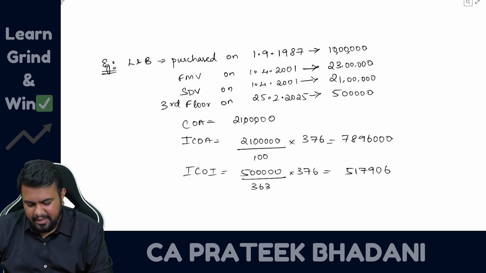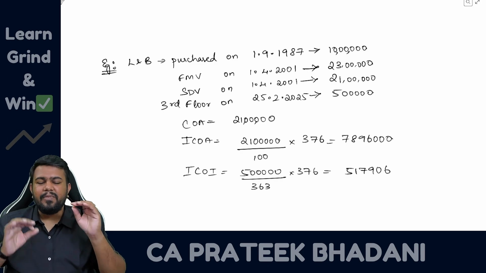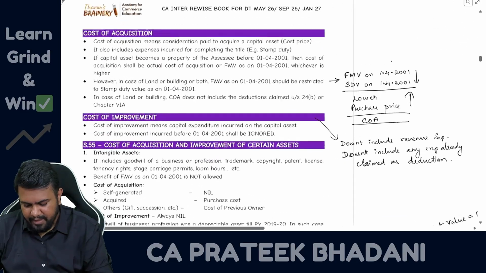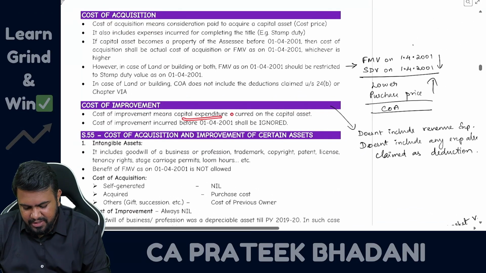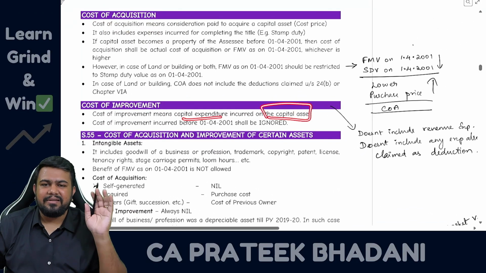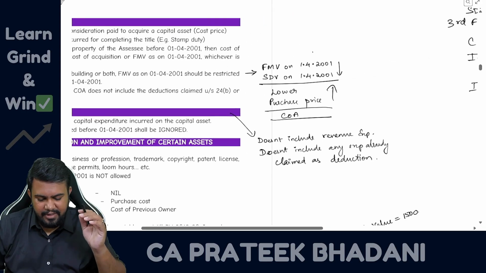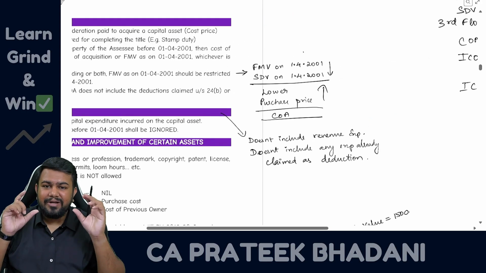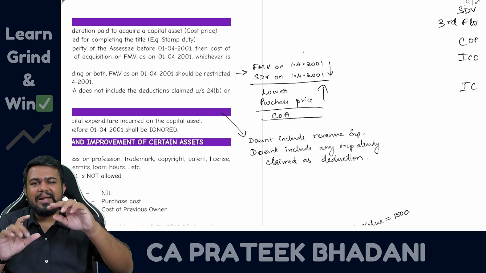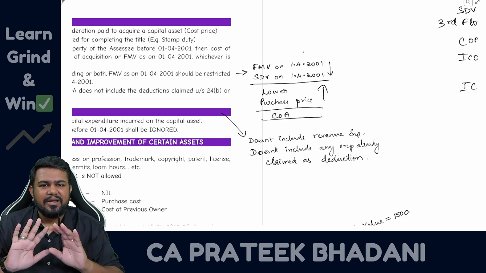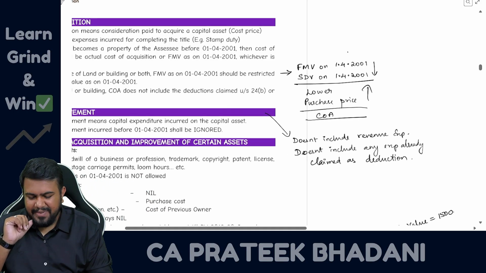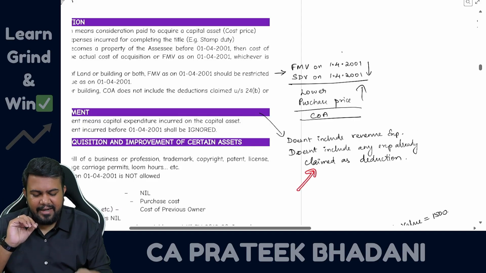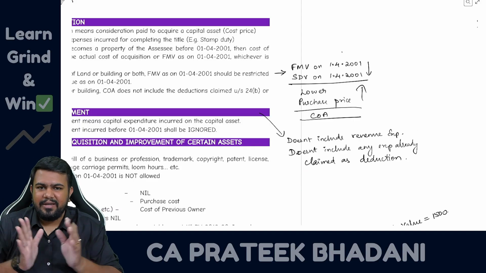Fine. Then let's talk about improvement. Kanna, what is improvement? Improvement means the capital expenditure incurred on the capital asset. However, improvement does not include any revenue expenditure. Also, for any expenditure for which you have already claimed a deduction, that is also not included in improvement. So improvement means capital expenditure, not revenue expenditure, and if you have already taken a deduction, then don't include it in improvement.